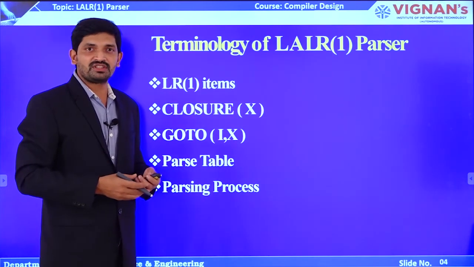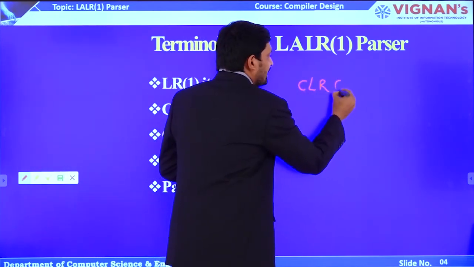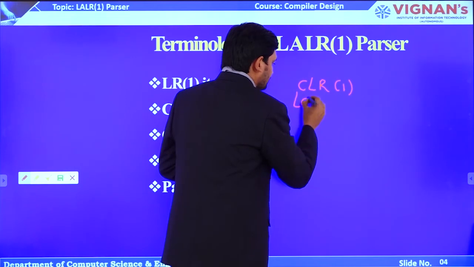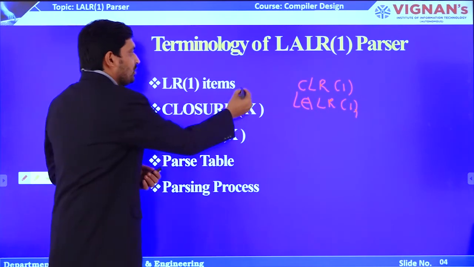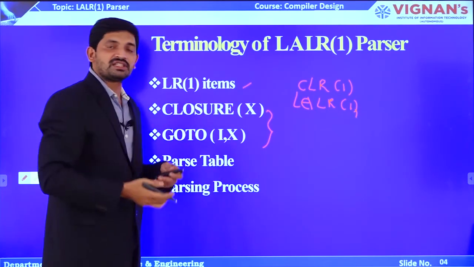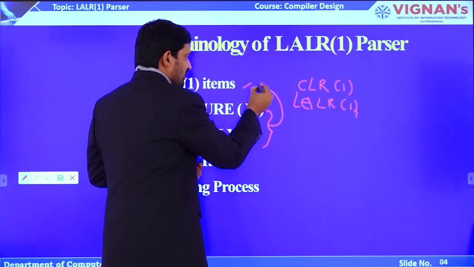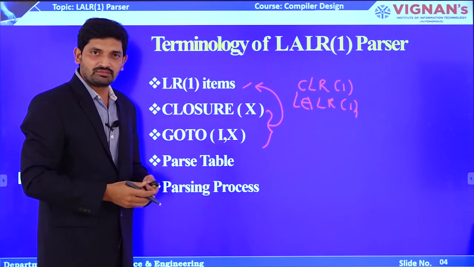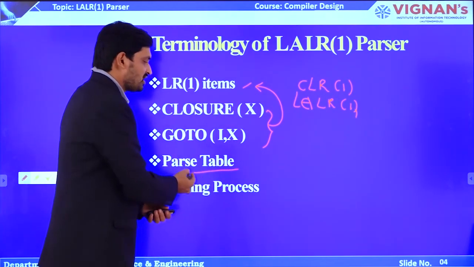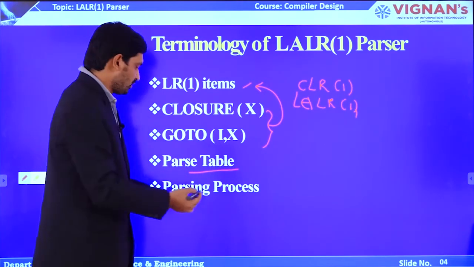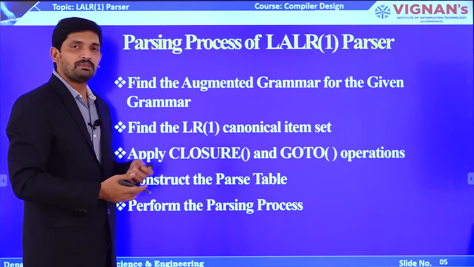As we discussed in the previous session, to construct the CLR(1) and LALR(1), we need the LR(1) canonical item set. Next, we are going to apply the closure and goto operations as in the previous LR parsers, and these are used to construct the LR(1) canonical item sets. And with the help of this canonical item set, we are going to construct the parse table. With the help of the parse table, we are going to perform the parsing process of the LALR(1) parser.